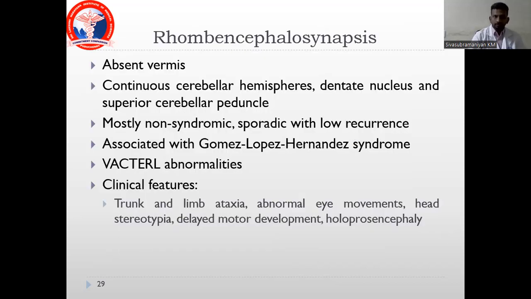Now coming on to rhombencephalosynapsis, this is a condition where the vermis is absent, so there is no midline separating the two cerebellar hemispheres, and so you get a tigroid pattern of white matter tracts that are abnormally oriented and connect the right and left cerebellar hemispheres. So you have continuous cerebellar hemispheres, and it's mostly non-syndromic with a low recurrence, although it can be associated with vacuolar anomalies and some syndromes.